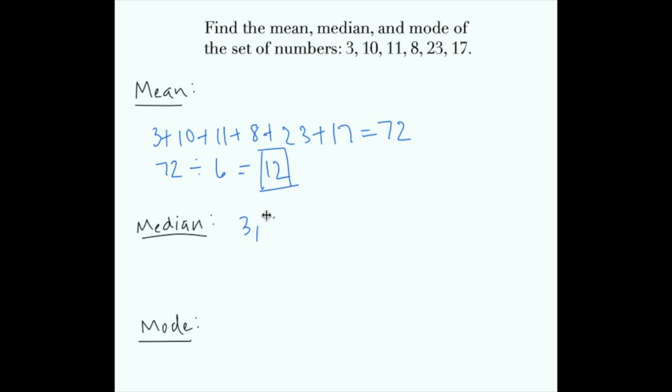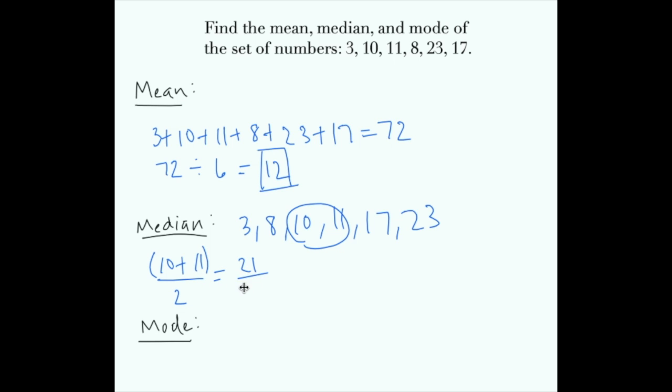Next, the median. Ordering the numbers from least to greatest, we get 3, 8, 10, 11, 17, and 23. There are actually two middle numbers, 10 and 11. So, like we said before, we could find the halfway point between the two, or the arithmetic mean of the two numbers. Then, 10 plus 11 all divided by 2 equals 21 divided by 2, which is equivalent to the mixed number 10 and 1/2. The median is 10 and a half.